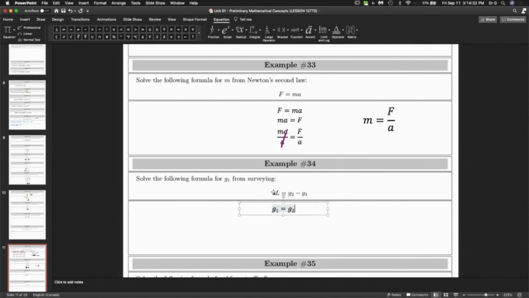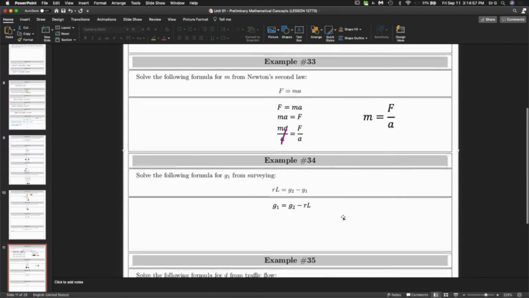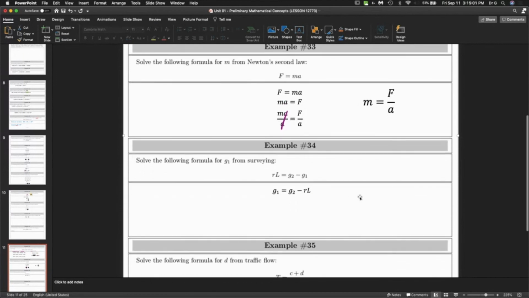You have G2, and then RL, you don't want it over here because you want G1 on the left. So you're going to move RL to the other side, and it becomes negative. Perfect. So you see, these questions don't necessarily take a lot of steps. It's just nice to see them for what they are, shuffling around a bunch of variables. And if you follow the basic rules, it's not too bad.